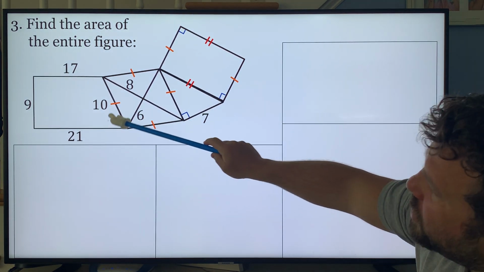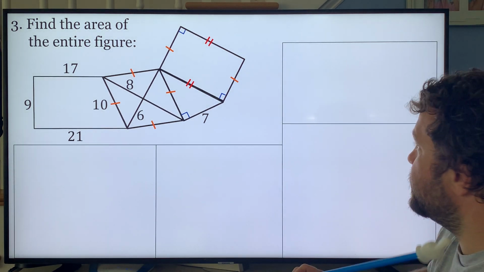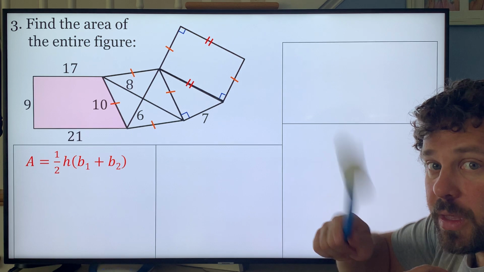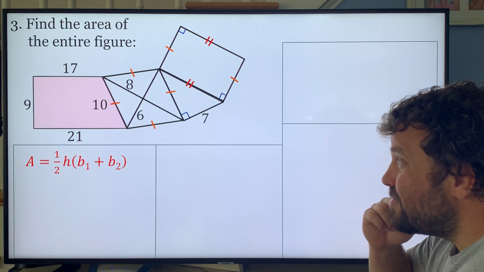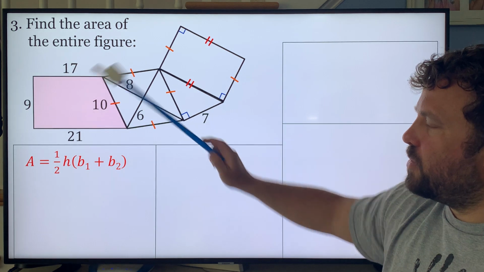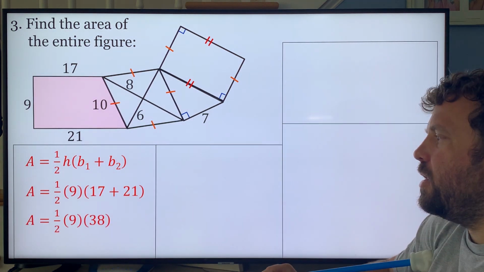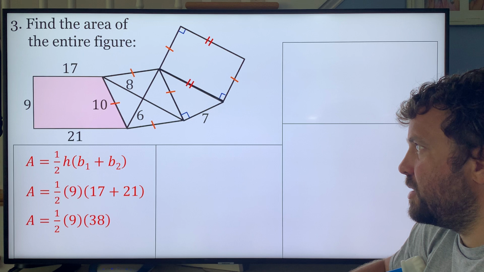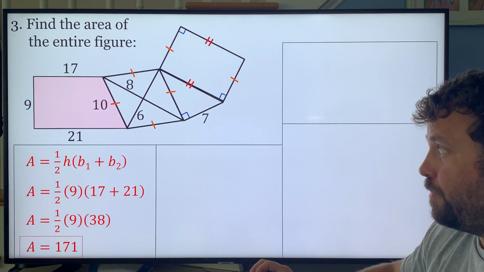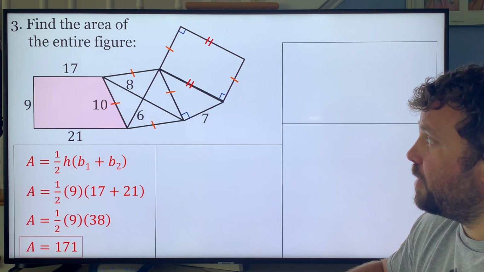You have to break these into 1, 2, 3, 4 different figures. First figure is right there. That is a trapezoid. It's only using things you know. Height is 9, 17 and 21 are your bases. And you got half of 9 times 38 because you add your bases together, and you get 171. We do not need to use the 10. All right, so we're good so far?